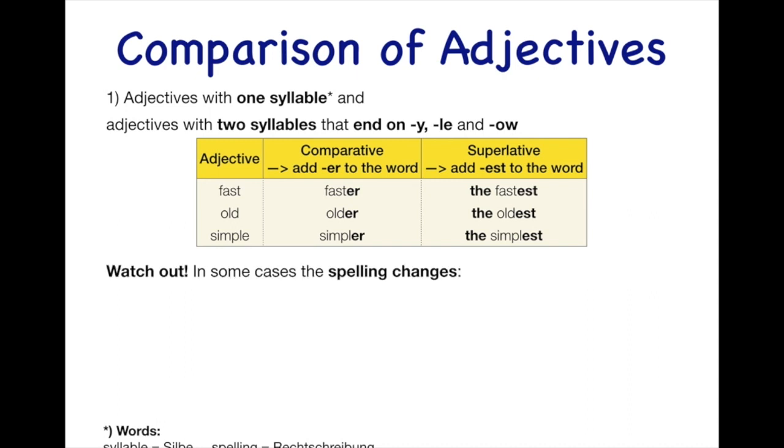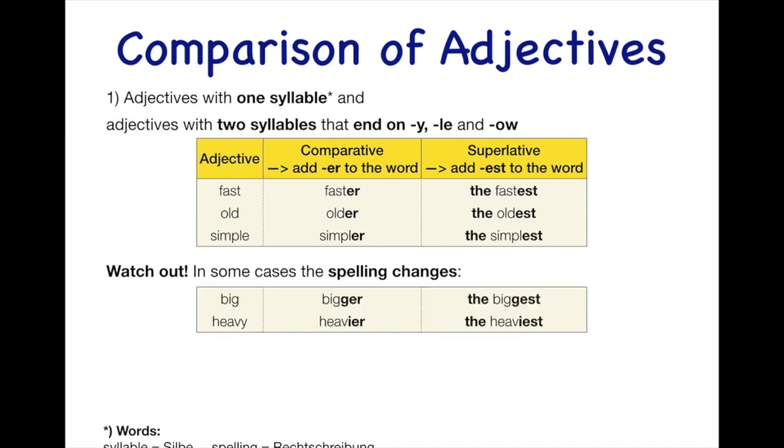Also, you have to watch out for the spelling, because in some cases the spelling changes when you form the comparative or superlative. Just to remember, spelling means Rechtschreibung. For example, big becomes bigger, so it gets a double G, becomes the biggest also with a double G. Or heavy becomes heavier and the heaviest. As you can see, the Y turns into an I here.